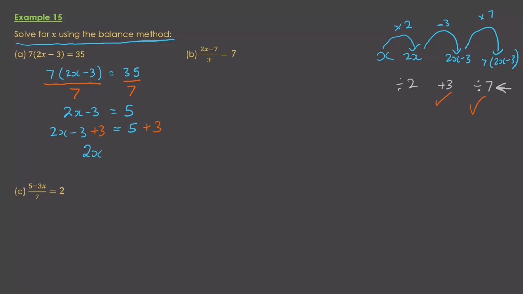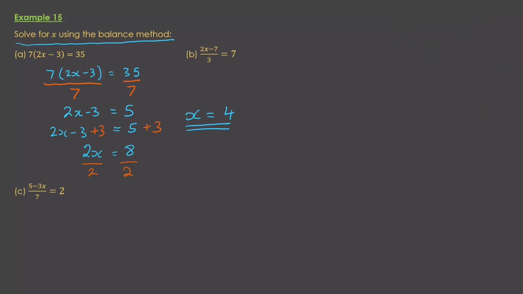And that gives me 2x equals 8. And then if we divide both sides by 2, that gives me that x is equal to 4. So let's move on to part B, where we start with (2x take away 7) over 3 is equal to 7. Now let's think about building that expression.